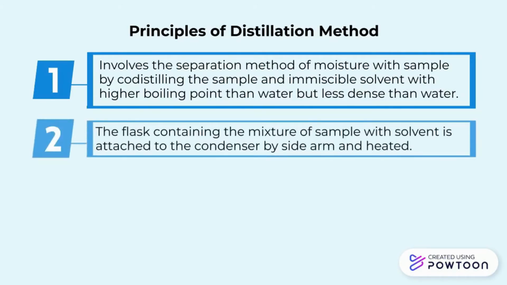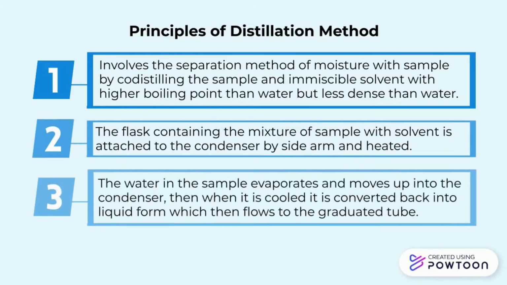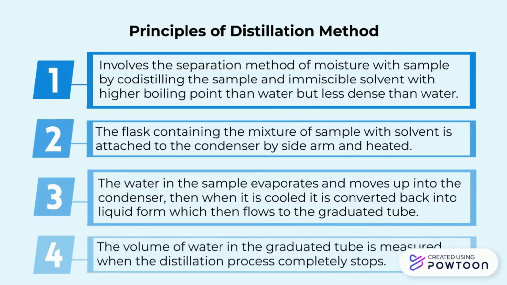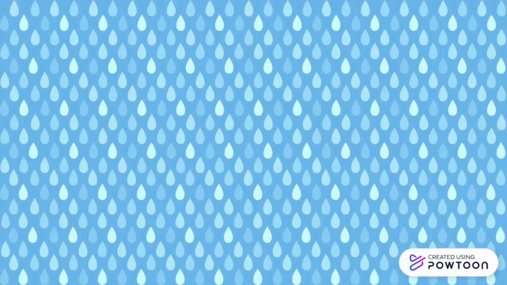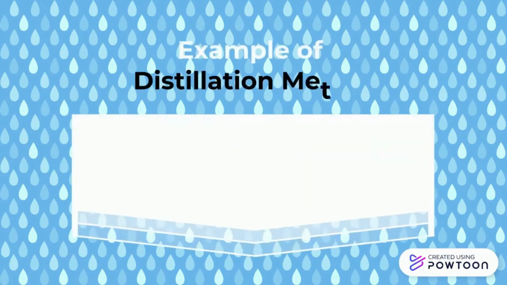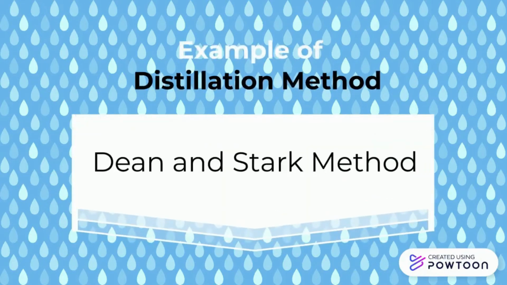Then the flask containing the mixture of sample with solvent is attached to the condenser by a side arm and heated. The water in the sample evaporates and moves up into the condenser. Then when it is cooled, it is converted back into liquid form, which then flows into the graduated tube. Lastly, the volume of water in the graduated tube is measured when the distillation process completely stops. One example of the distillation method is the Dean and Stark method.